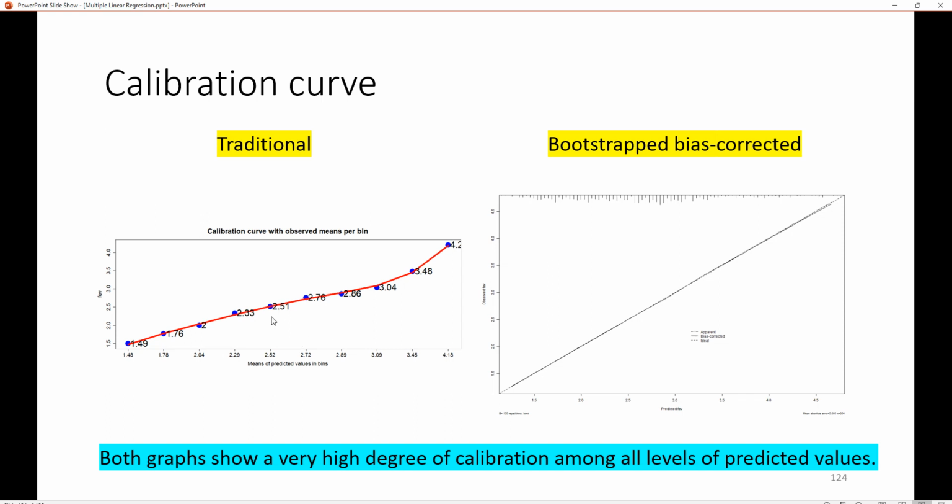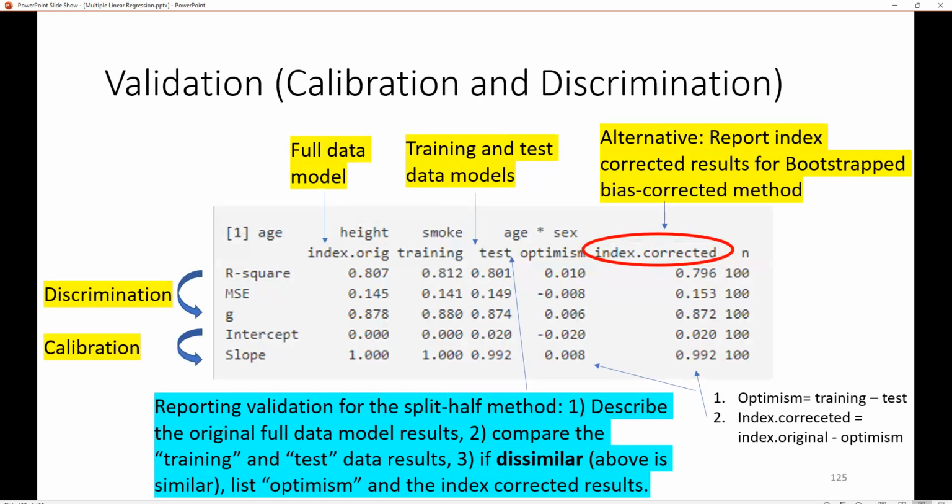And you can see, because the average are the actual values, those blue dots line up with that calibration curve, the red curve. That's a pretty good sign for good calibration. Both graphs show a very high degree of calibration among all levels of predicted values. And so now we'll cover more on validation, specifically calibration and discrimination. This is a model result that I got from the model validation.